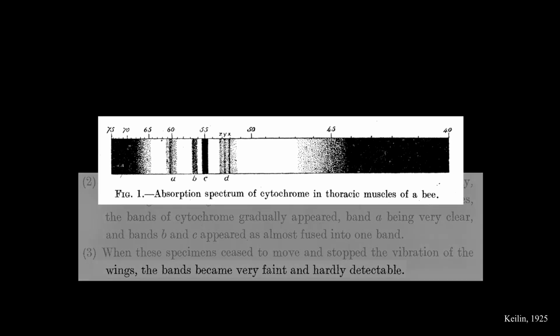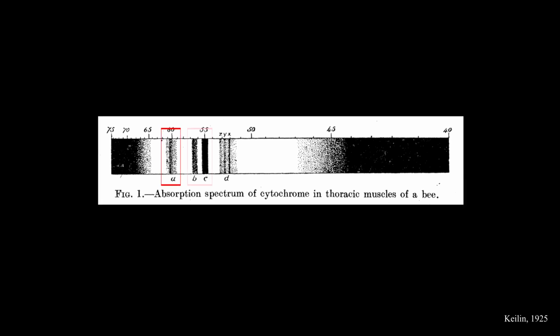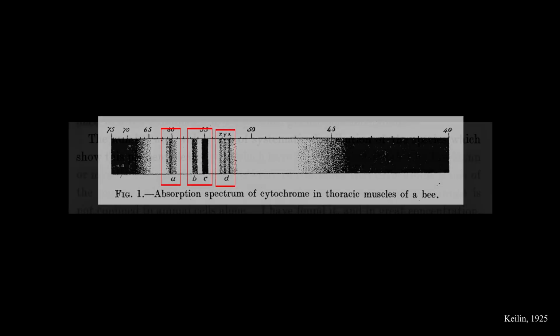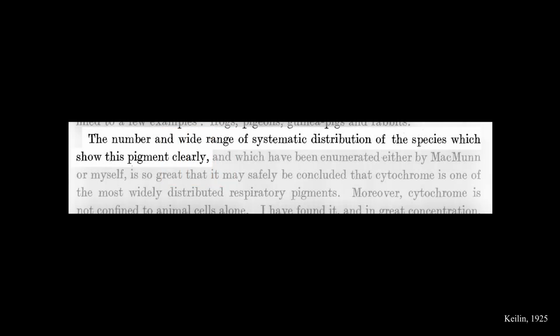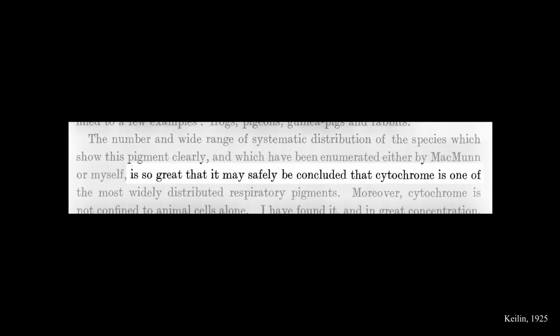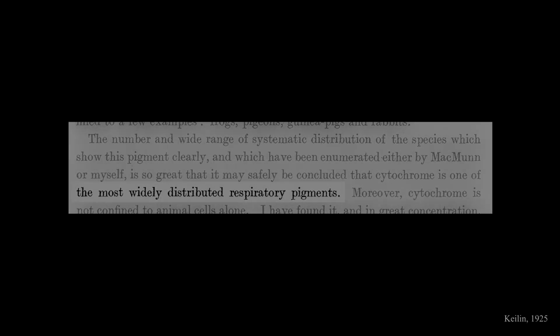Keilin named these bands cytochrome A, B, and C, and concluded that the number and wide range of systematic distribution of the species which show this pigment clearly is so great that it may safely be concluded that cytochrome is one of the most widely distributed respiratory pigments.